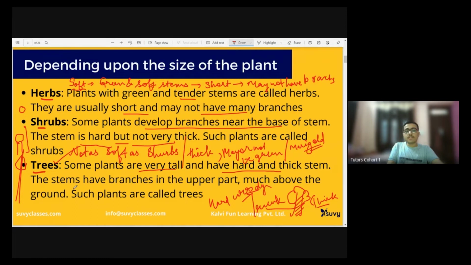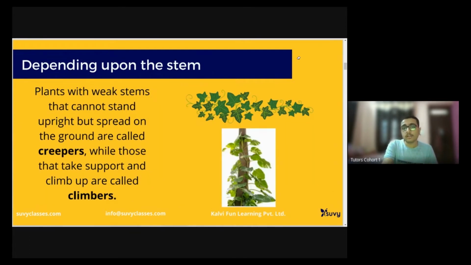Then the stems have branches in the upper part. When we go upwards, there may be branching, and these branches may be softer as compared to the main trunk of the tree, but are hard. They might be smaller, thinner and softer than the main trunk of the tree. Such plants are called trees. I hope these things are clear to you. As I said, you can create a table of difference for your future reference.